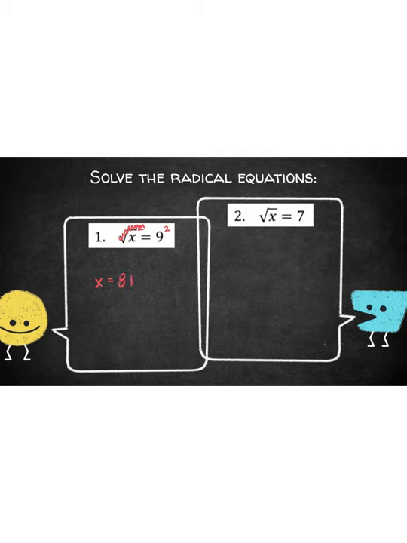So x equals 81. Okay, we're going to do the same thing on this next one. We have the square root of x equals 7. To get rid of a square root, the opposite of a square root is to square it. So when I square it, that gets rid of this piece right here. But if I square on the left side, I also have to square on the right side. So now I have x equals 49.